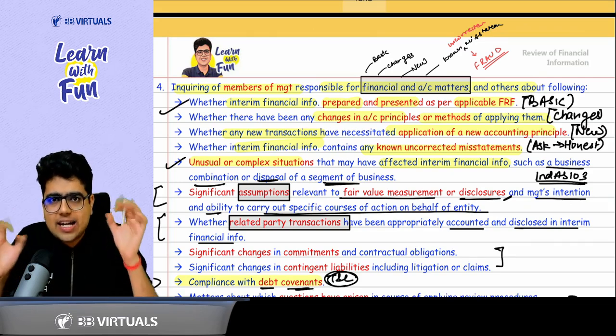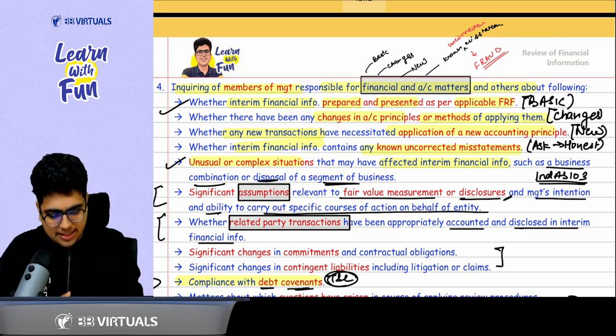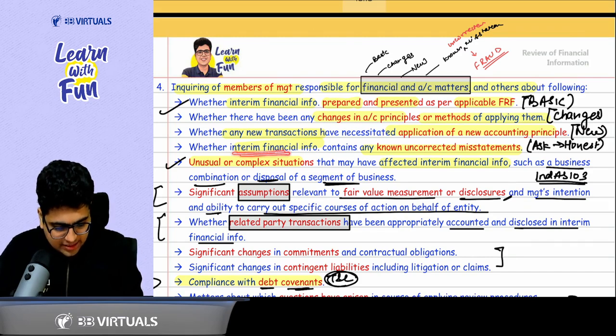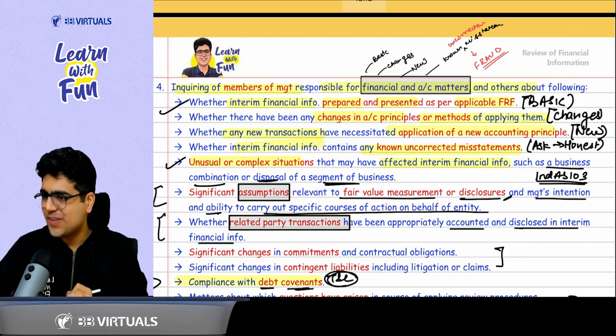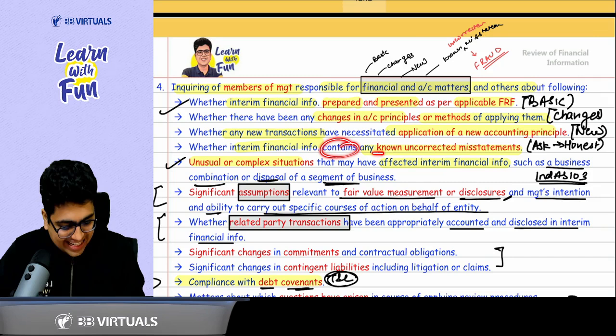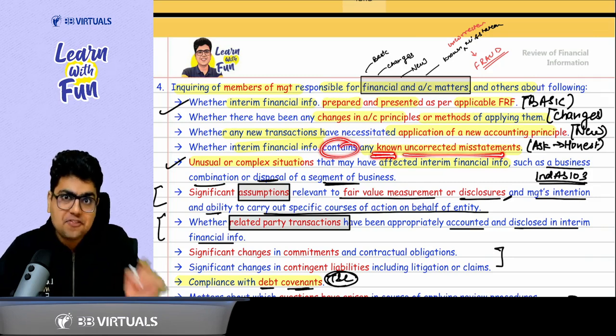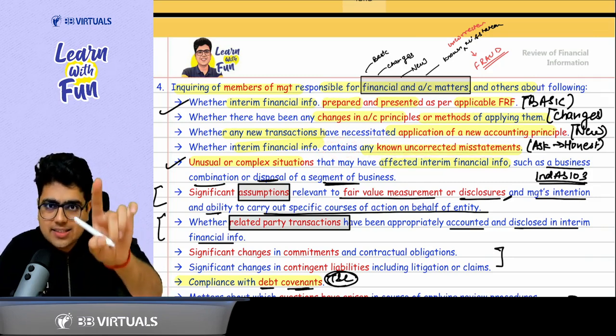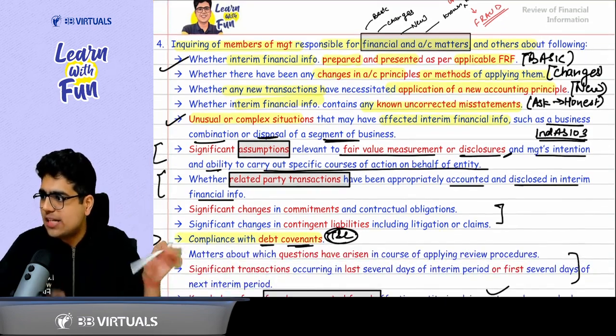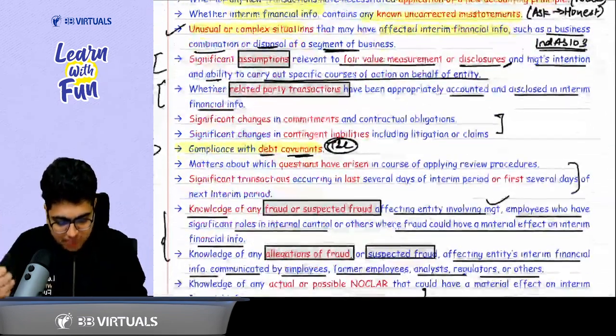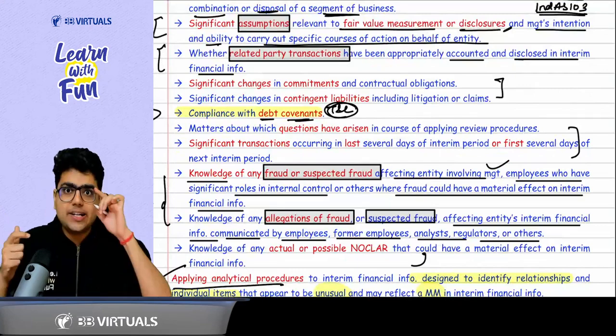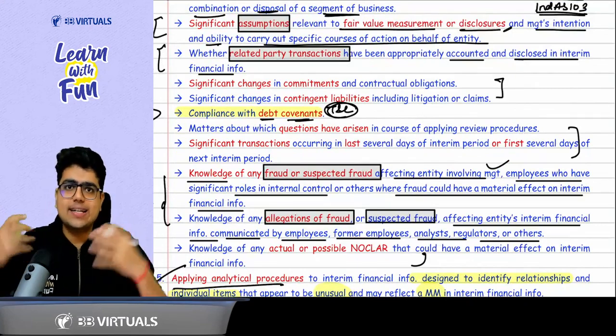Then ask the management, tell me honestly, is there any known uncorrected misstatement? Have you left any uncorrected material misstatement? Ask them whether the interim financial information contains any known uncorrected misstatement. If they say yes, management is a fraud. So the next few points are about fraud only. Fraud means any fraud which has been done by the people who were protecting the entity.